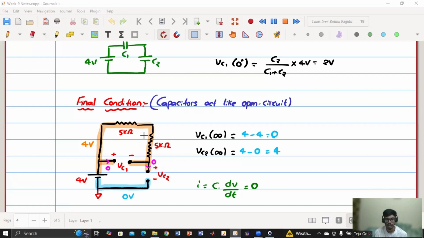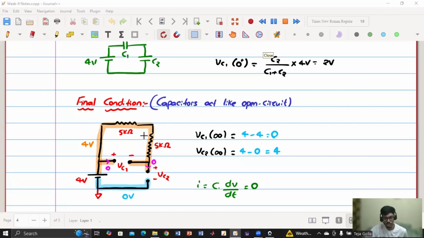Time is at infinity, so capacitors have reached their voltage and voltage is constant, which means the derivative of voltage, which is the current, remains zero. So we have to consider it to be open circuit. Similarly, for an inductor, you have to consider the same. V equals L dI by dt. Current has reached steady state, current is constant, so voltage across the inductance is zero, which means the inductor is short circuited.